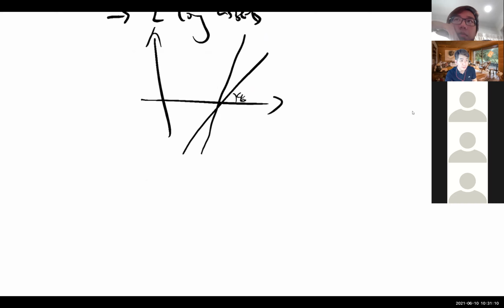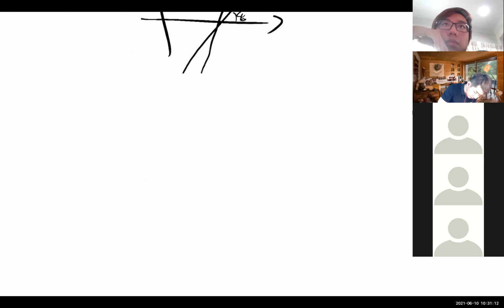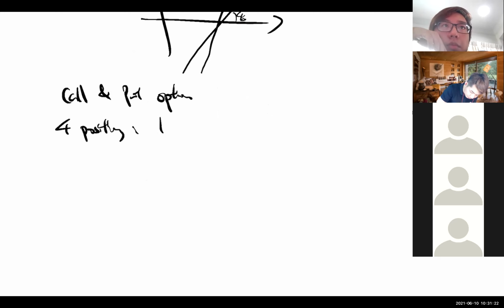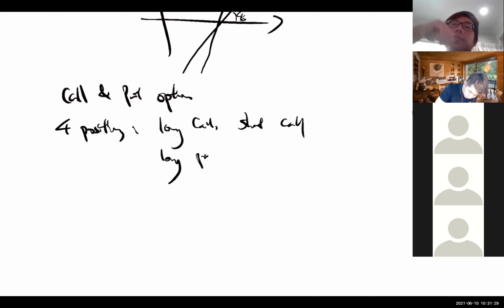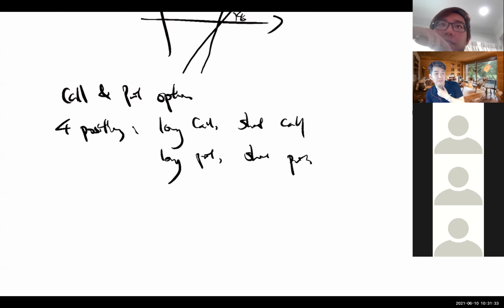But now with options, call and put options, and in particular, four positions, because you have long call, short call, long put, and short put. So now we have many different combinations and spreads.